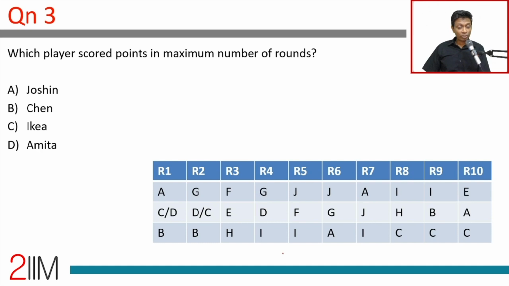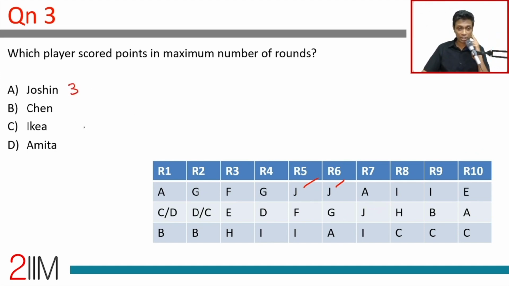Which player scored points in the maximum number of rounds? Joshin. Joshin has played in R5, R6. Started only from R5. R5, R6, R7, R8, R9, R10 is where Joshin played. Round 7 also, nowhere else.